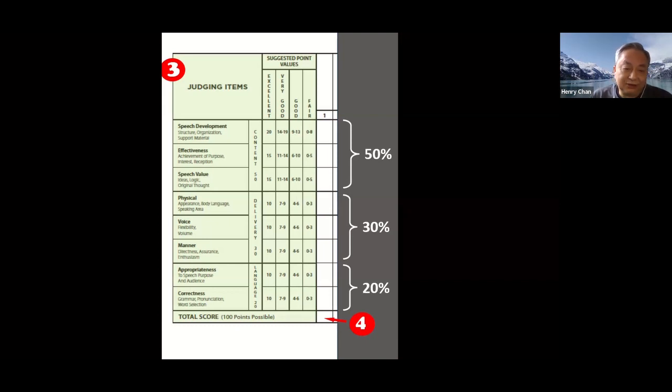According to the judging criteria, the speech development, the effectiveness, and the speech value are important, and they consist of 50% of the total mark. For speech development, it's the way the speaker puts ideas together so the audience can understand them. The speech is structured around a purpose. And this structure must include an opening, a body, and a conclusion.